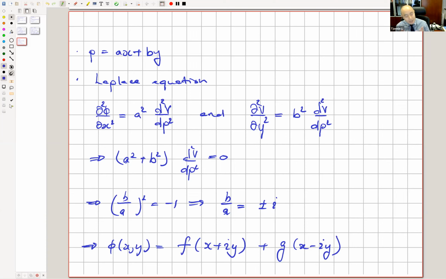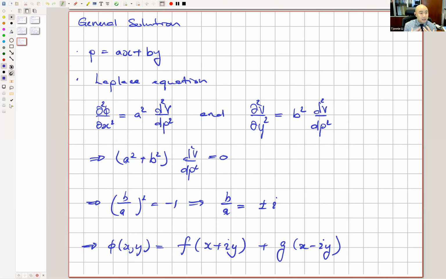So as you can see, it is in general possible to write something that gives me a general solution to this equation. This is a general solution. But still, we have two functions that are unknown. The only thing we know is that one of the functions depends on x plus iy, and one of the functions depends on x minus iy.